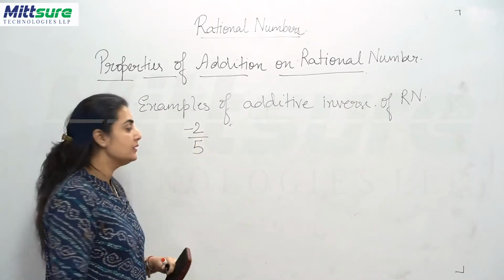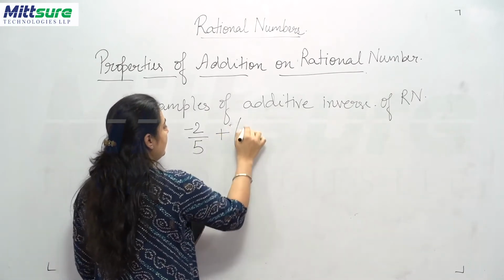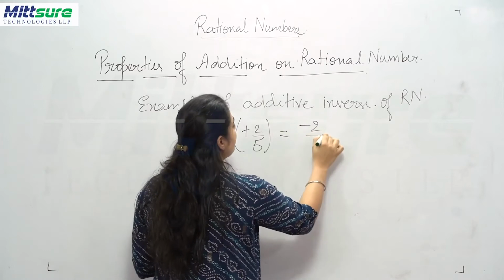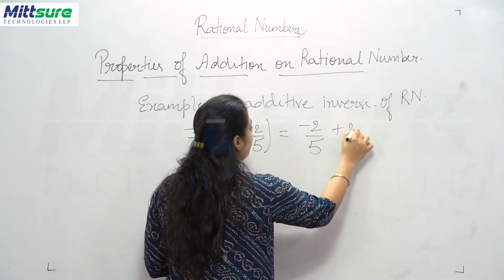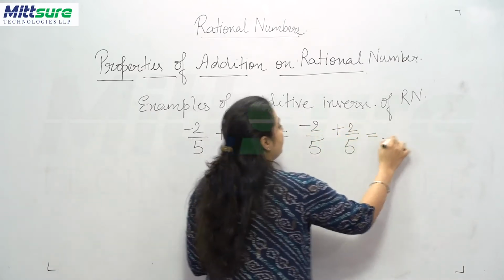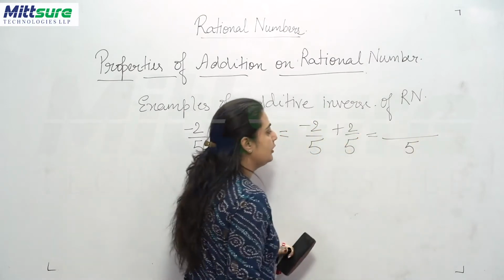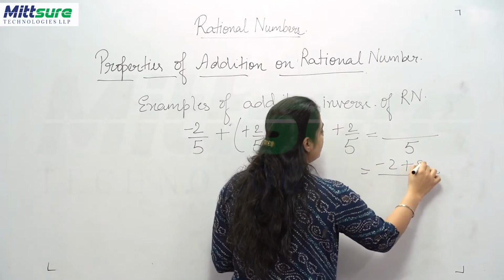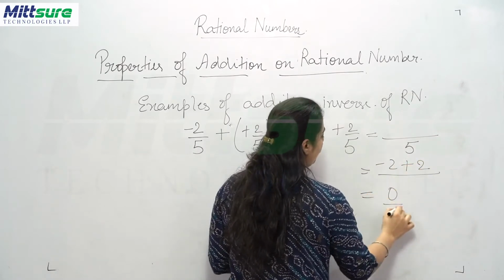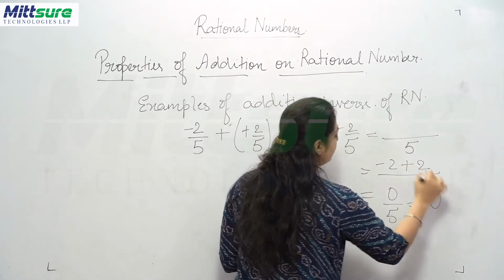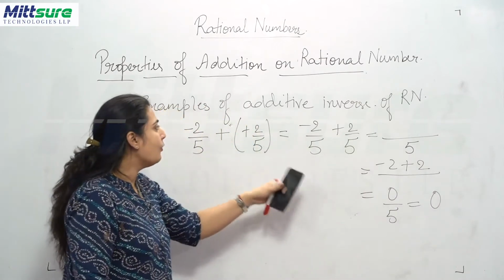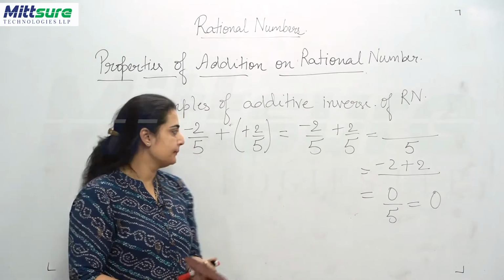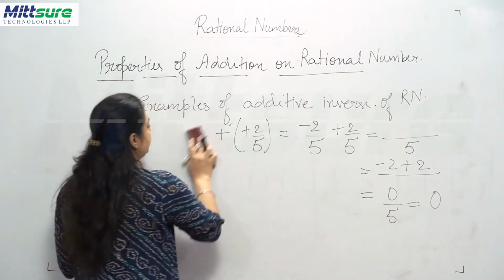Okay, now minus 2 upon 5. The additive inverse is plus 2 upon 5. That is minus 2 upon 5 plus 2 upon 5. 5 becomes the common denominator. Then minus 2 plus 2 gives you 0 upon 5, and this gives you 0. This is how the additive inverse property of rational number works. Let's take another example.